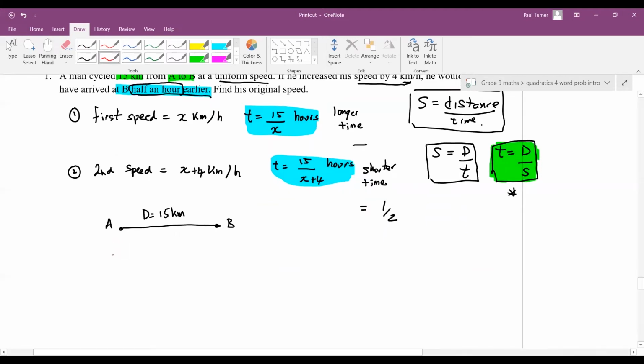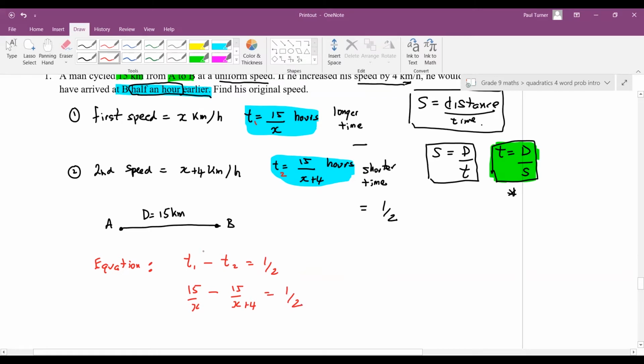Okay, so we're going to end up with an equation where you've got your longer time, which is 15 on x hours. So this is like time 1 minus time 2 equals a half. And this is time 1, this is time 2, like that. So we've got 15 on x minus the shorter time, which is 15 on x plus 4, equals a half.